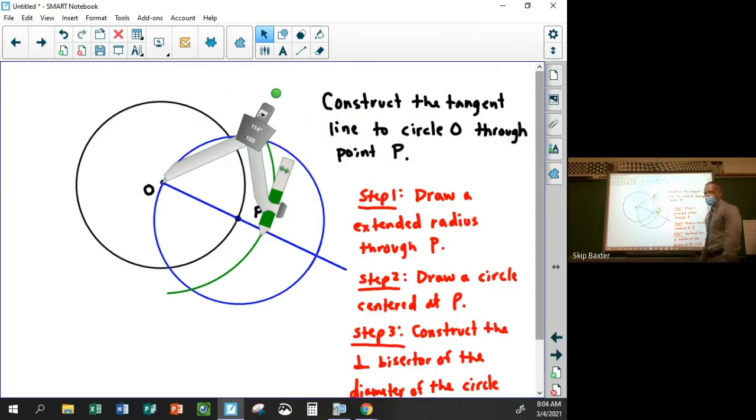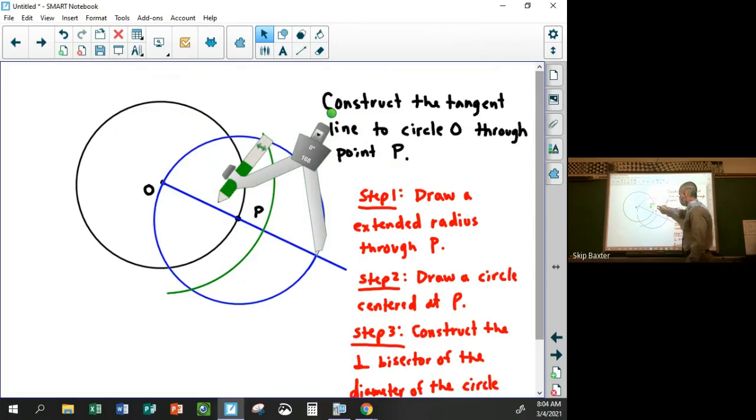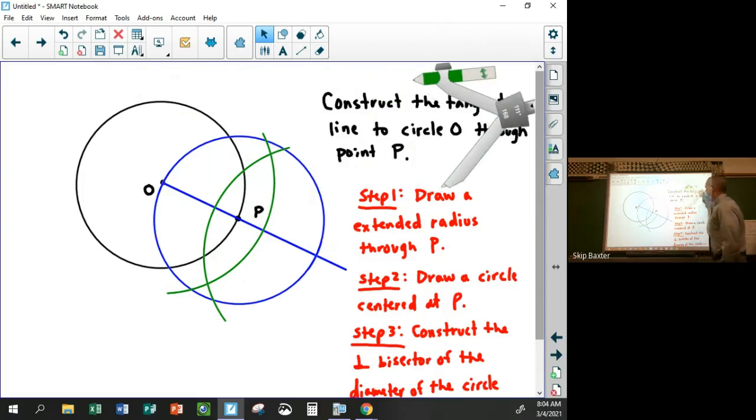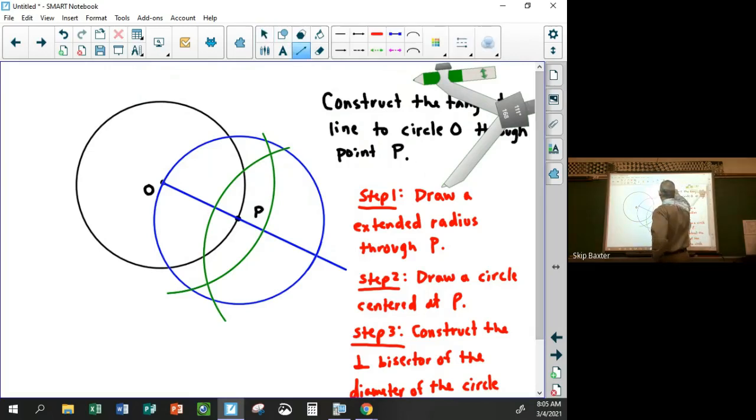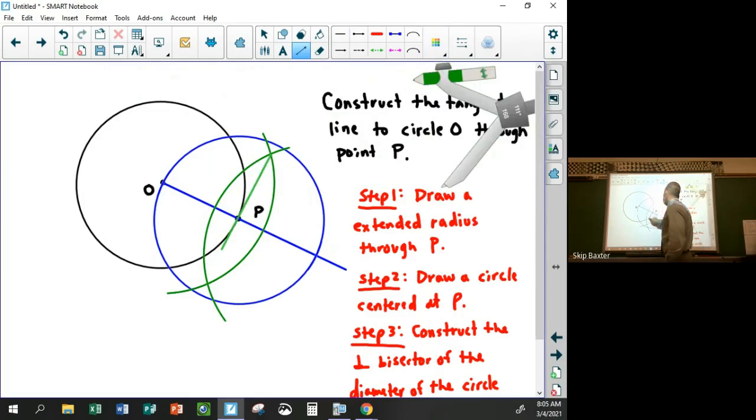Right? Then you just flip your compass around, put the point of your compass at the other endpoint of the line segment, and make the same size arc. Okay. And then lastly, you just connect the intersection points of those two arcs, those two green arcs that I drew. Okay? I'm going to do this green as well. So it's going to be just like this.